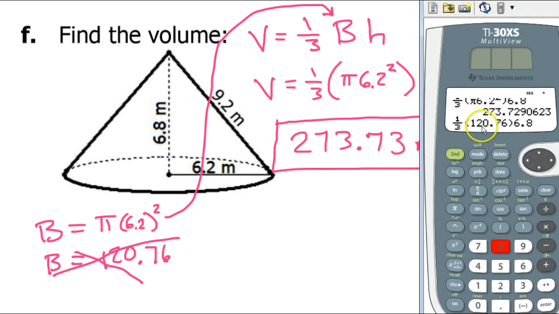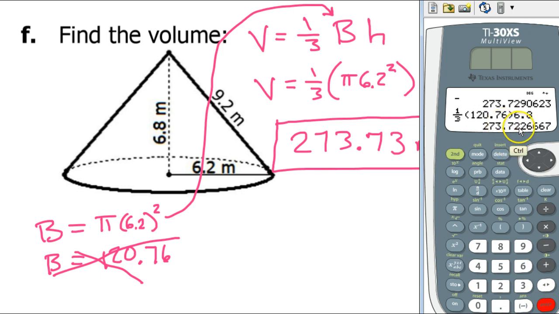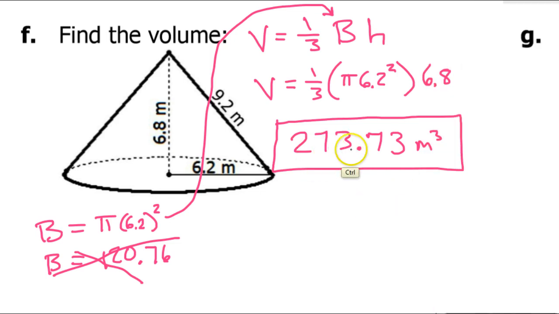Out of curiosity, let's see how close it would be if I substituted 120.76. Yeah, see how it would be off by just a little bit? If you did this, you would have gotten 273.72 when you're supposed to get 273.73. So you would have lost a half of a point for rounding error.